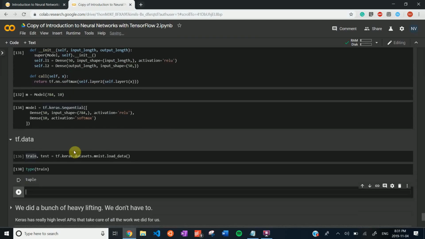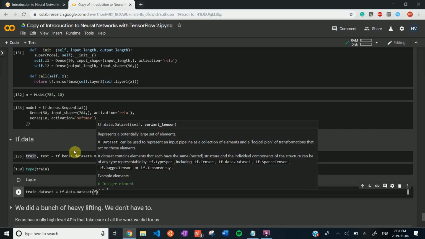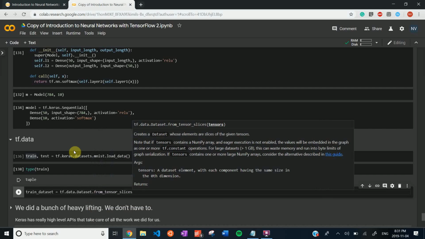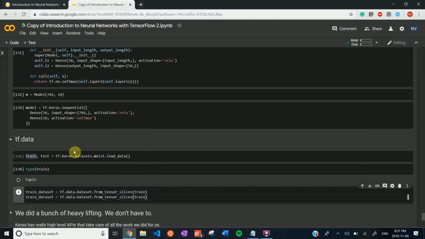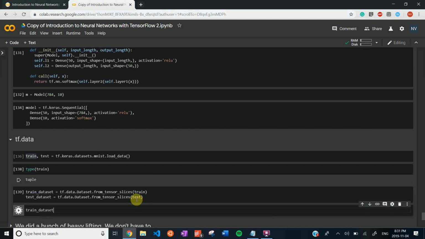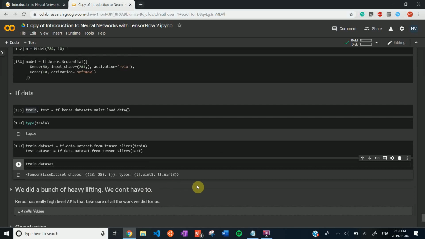Anyway, each of these things is a NumPy array. We want to convert it into a data set. And so tf.data has this function that will do exactly that. It works as follows: from_tensor_slices on train. And we're going to do the same thing for test. So what is this train data set? Basically, it contains all the images and the labels that we had before. Without any processing, it just holds it in this nice format.